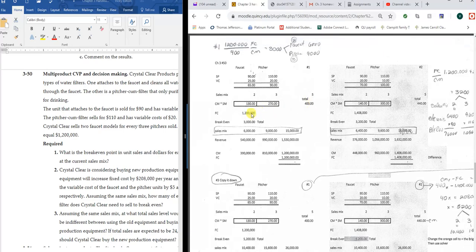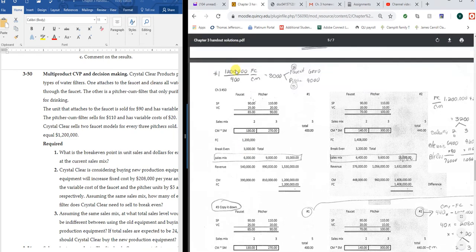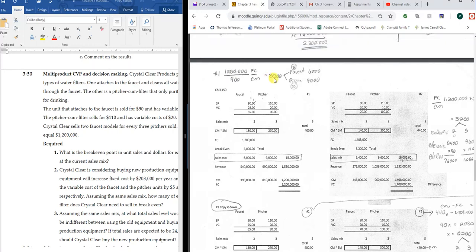So my fixed costs divided by my contribution margin of 400 gives me 3,000. So right up here, 1.2 million fixed cost divided by my contribution margin is 3,000 baskets or bundles. Those bundles are made up of 2 faucets to 3 pitchers. So I take this one times 2 for 6,000, this one times 3 for 9,000, and I've done that there.